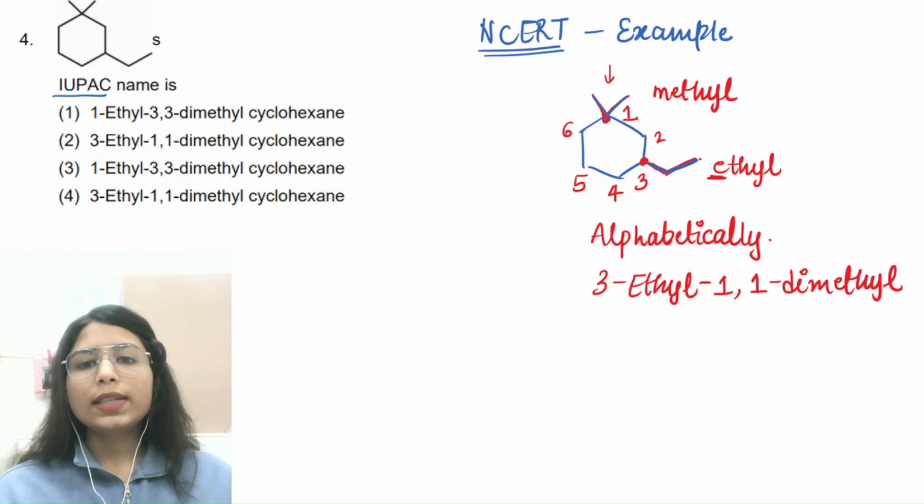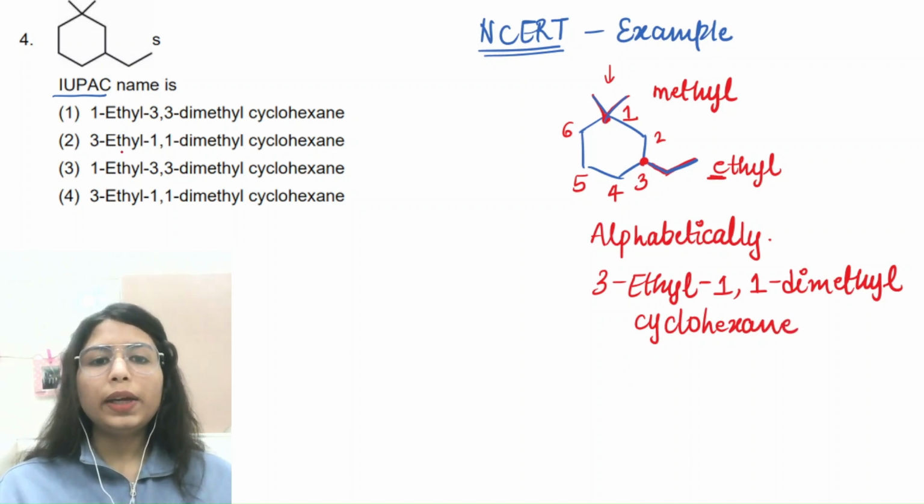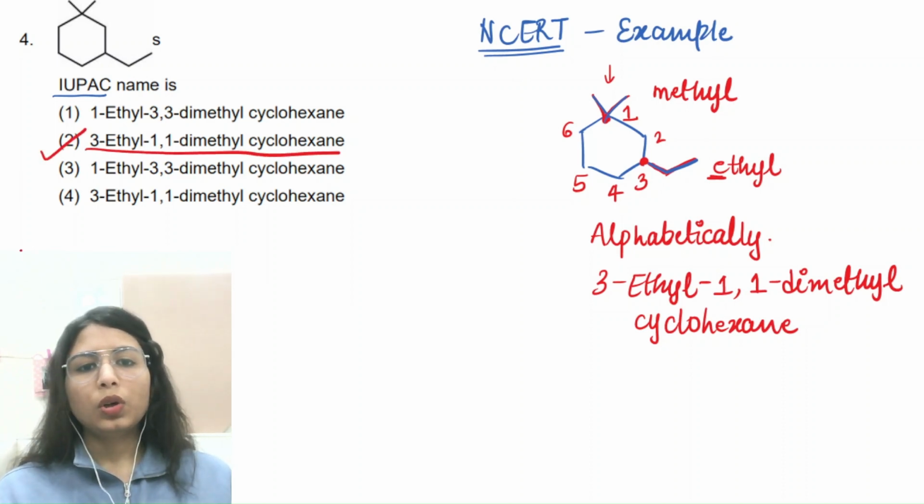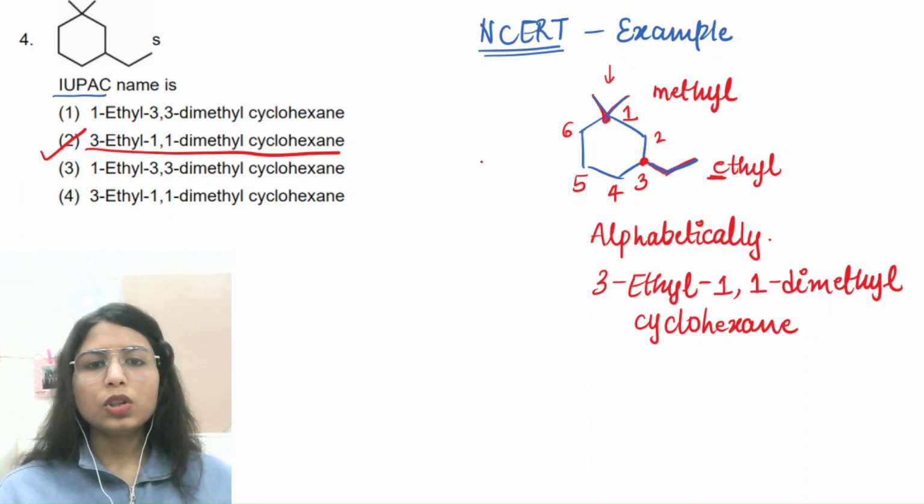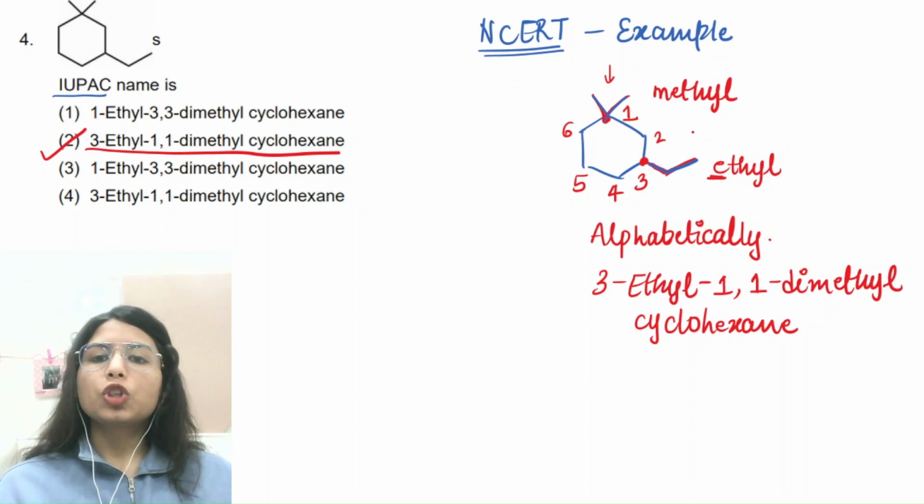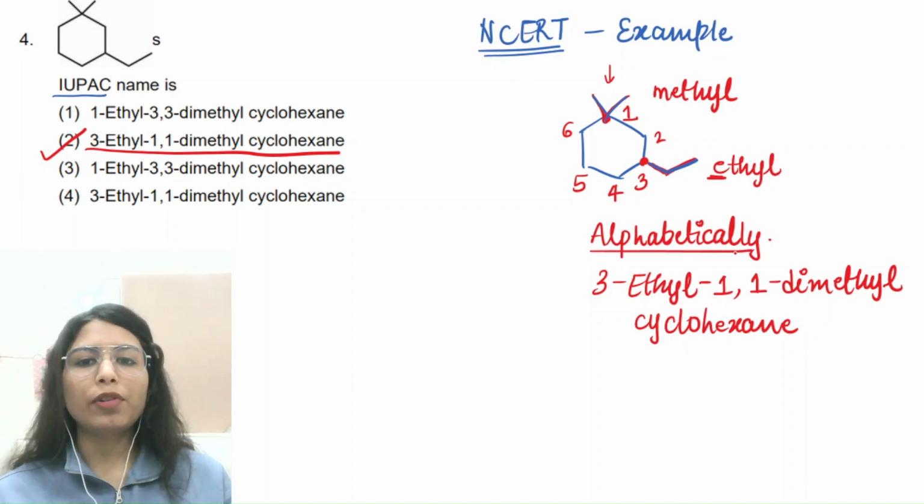Then you have a 6-membered cyclic compound, so you are going to use the prefix cyclo, and for 6 you are going to use hexane. So it will be 3-ethyl-1,1-dimethylcyclohexane. That is my second option. I hope you understood this question and how we have done it. So the correct choice would be 3-ethyl-1,1-dimethylcyclohexane. You just need to understand this: first, you have to give preference to that part of the compound which contains more number of substituents, and second, you have to write it in alphabetical order.